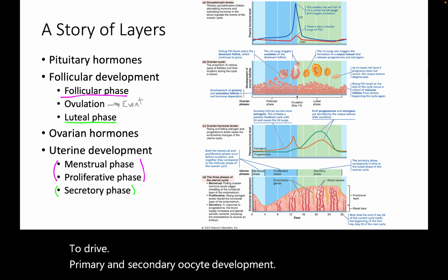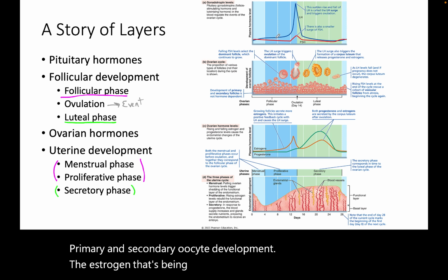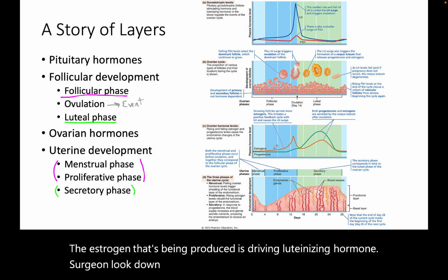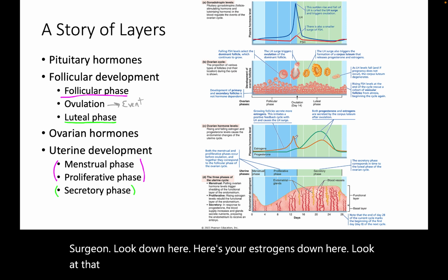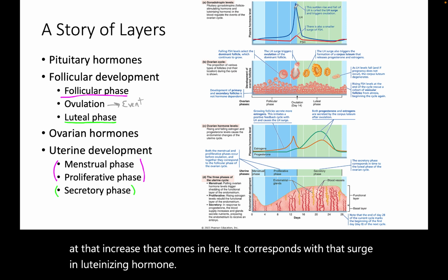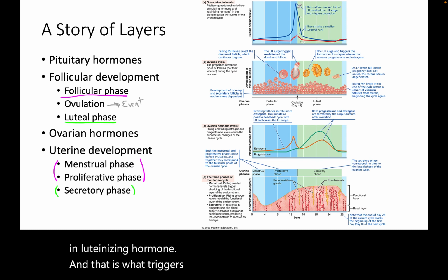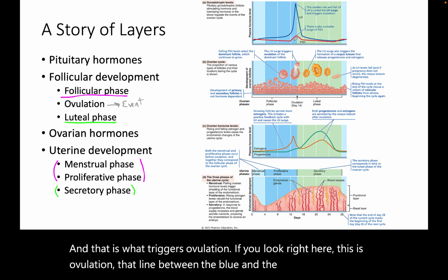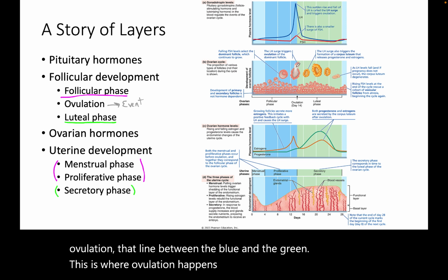The estrogen that's being produced is driving luteinizing hormone surging. Look down here. Here's your estrogens down here. Look at that increase. That comes in here. It corresponds with that surge in luteinizing hormone. And that is what triggers ovulation. If you look right here, this is ovulation. That line between the blue and the green, this is where ovulation happens.